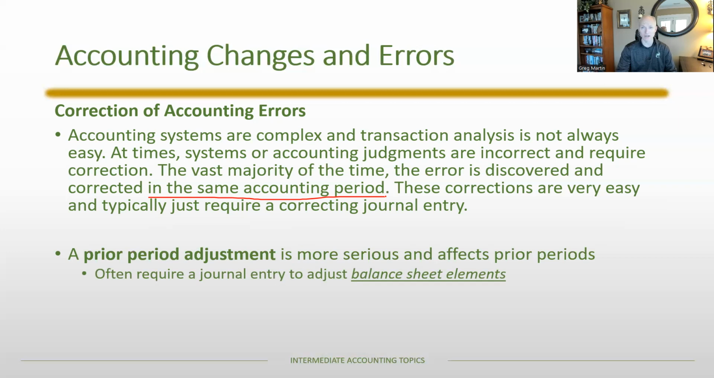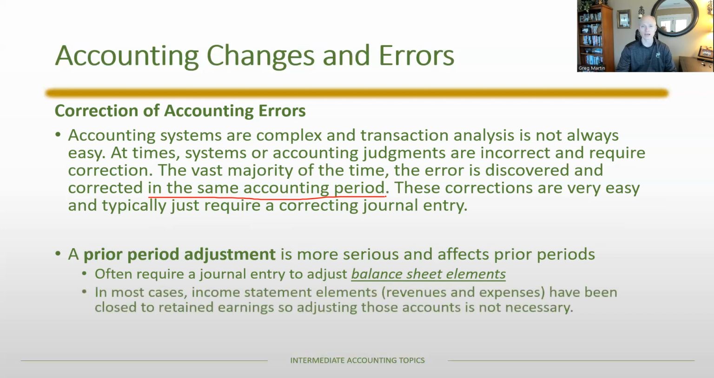Many times when you have an error, you will need to do a journal entry to adjust balance sheet elements. The reason why I highlight balance sheet elements is because most of the time the income statement items have already been closed to retained earnings. So there's no ongoing issue. In other words, we made a mistake in the last period with revenue. We closed revenue to retained earnings. So revenue doesn't have an ongoing problem, but of course retained earnings does.